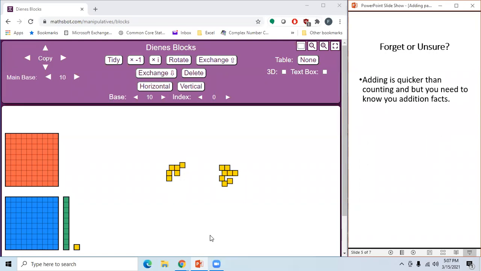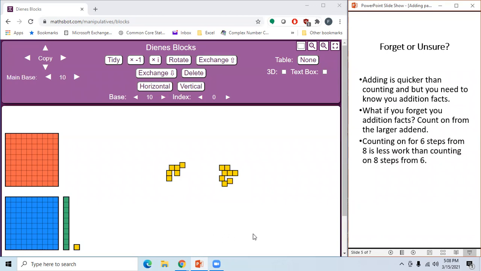What if you are forgetful or unsure of an addition fact? Adding is quicker than counting, but that requires that you've memorized the fact. Well, one suggestion is to count on from the larger addend. So counting on for 6 steps from 8 is less work than counting on 8 steps from 6. So if I know this is 6 and this is 8, I would start over here and say, this is 8. I'll count on now with the smaller one. 9, 10, 11, 12, 13, 14. It's better to take a little time and get the right answer than get the wrong answer quickly.